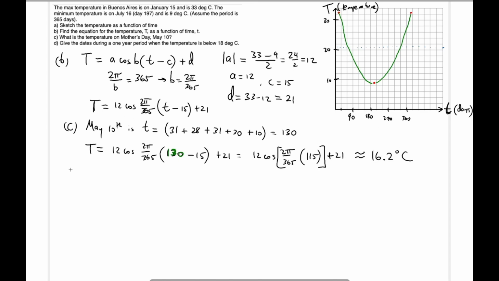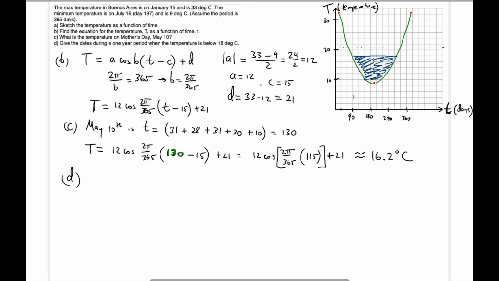Okay, so now the next part, this is going to be a tougher part. It says, give the dates during a 1-year period when the temperature is below 18 degrees Celsius. All right, so below 18 degrees Celsius. And again, let's look at the graph for a second and think about it. This is 18. So below 18, we're talking about basically this period.